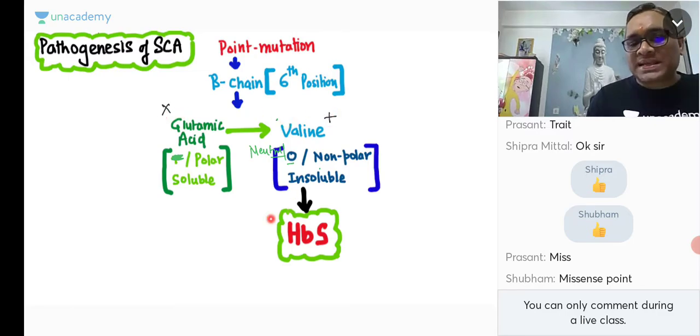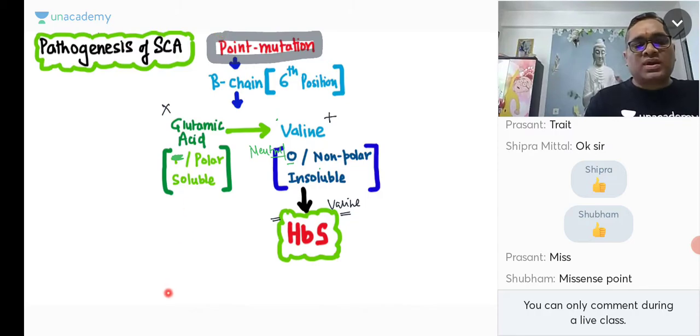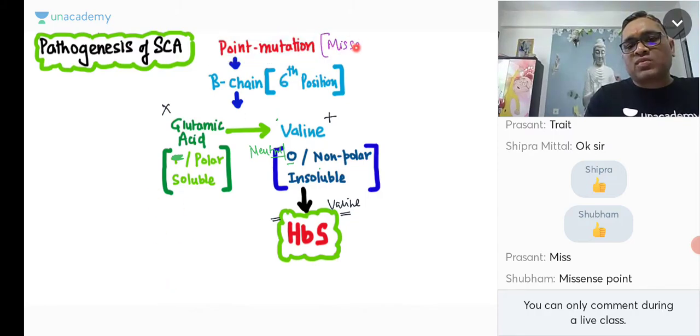So valine-containing hemoglobin is HbS. Now, in HbS, what will be present? Valine will be present. And what is valine? It's neutral, non-polar, insoluble. So now you understood what is happening. This is a missense point mutation. You understood why sickle cell anemia has a missense point mutation, because sense has been altered: from polar to non-polar, from soluble to insoluble, from negative to neutral.